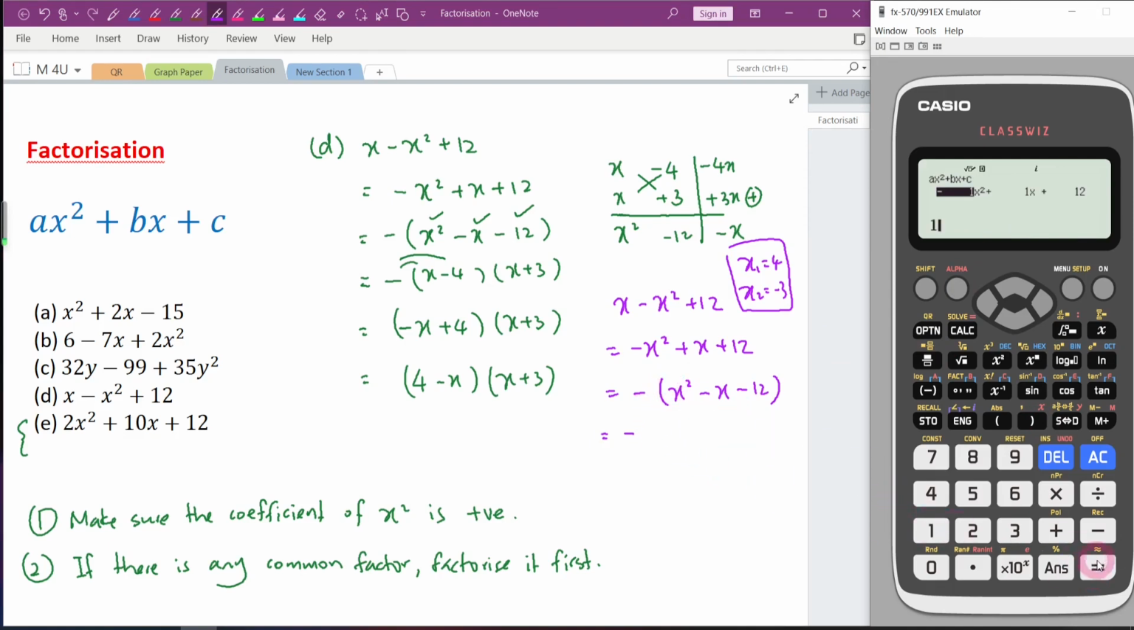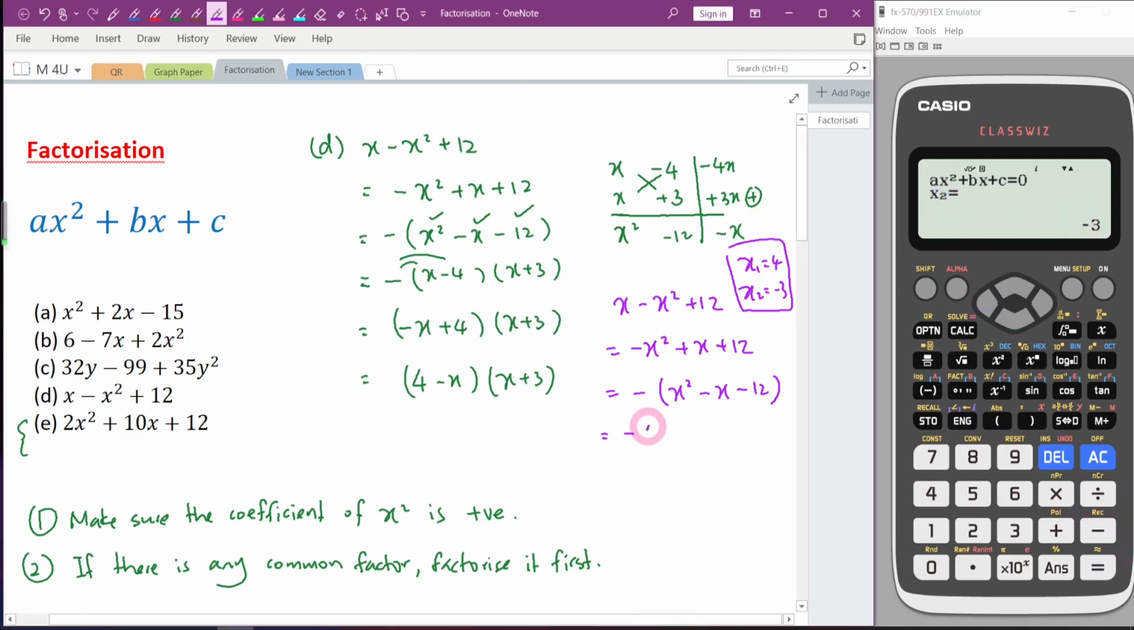1, negative 1, negative 12. x1 is equal to 4. x2 is equal to negative 3. Now, write two parentheses. Just follow the rules that I told just now. Integer, so we can write the x close to the parentheses. Positive 4, negative 4. Negative 3, positive 3, plus 3. And then we bring the negative go in. Negative x plus 4, just like what we did just now here.